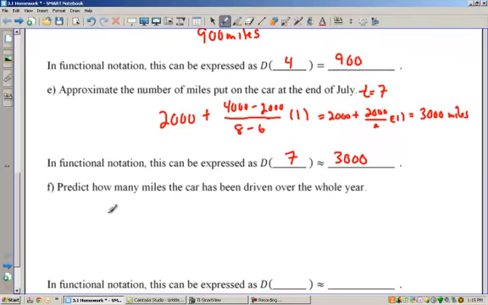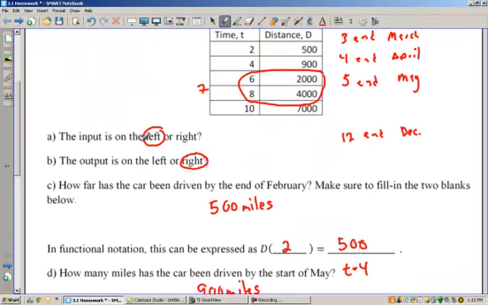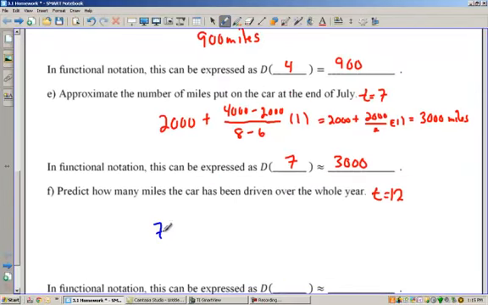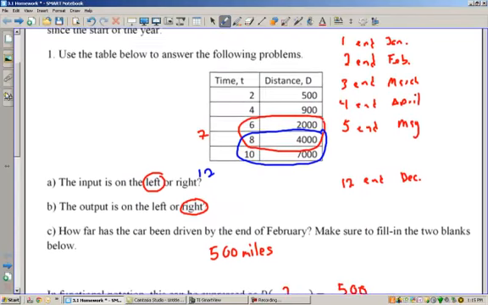On part F, we want to predict how many miles the car has driven over the whole year. So over the whole year, t is equal to 12 months. I come up to my table and 12 is down here. I want to approximate how many miles I've driven after 12 months, so I'll use these 2 points. I start at 7,000, and I'm going to add the average rate of change. How is the mileage changing each month?